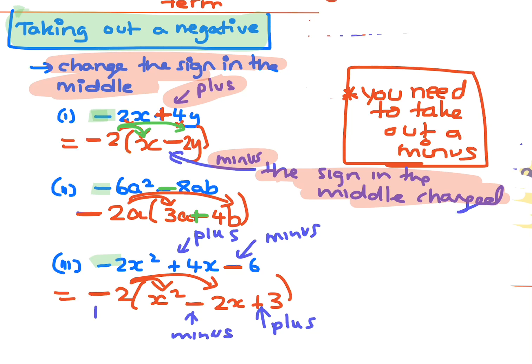Okay, and if there's a minus there, you have to put a minus out the front. So in all of that, you noticed that the signs changed each time, and the minus definitely had to come out the front.